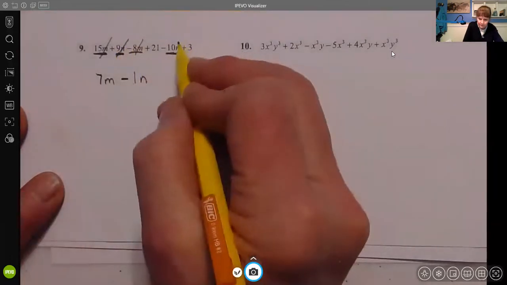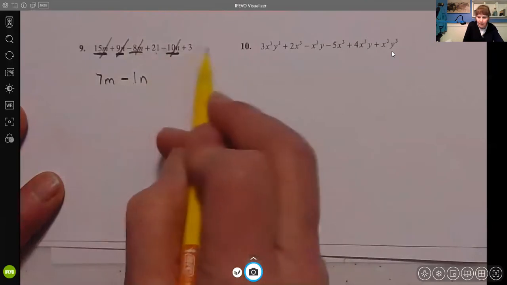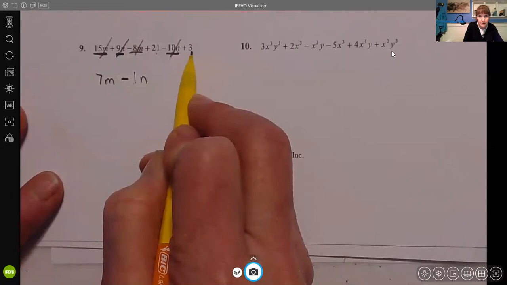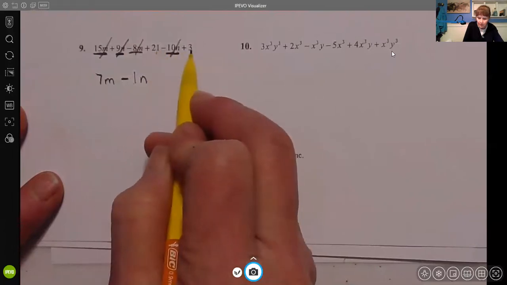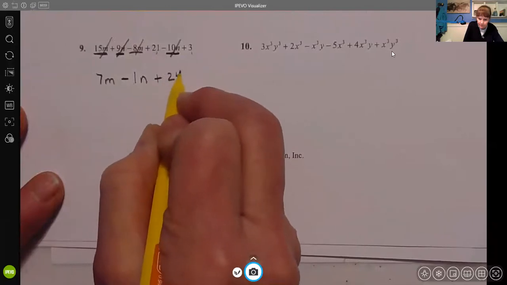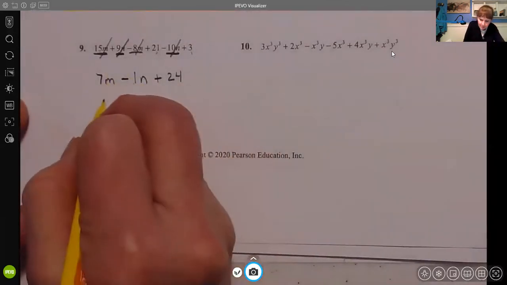Those are done. Now we have 21 and 3. Those are constants, and you can add or combine the constants. So 21 and 3 give me 24. So we're just adding those together. So that's an acceptable answer. But I want to talk about this middle term here.